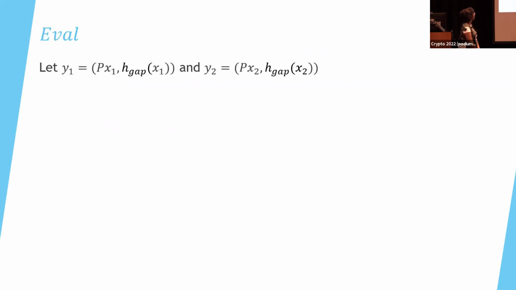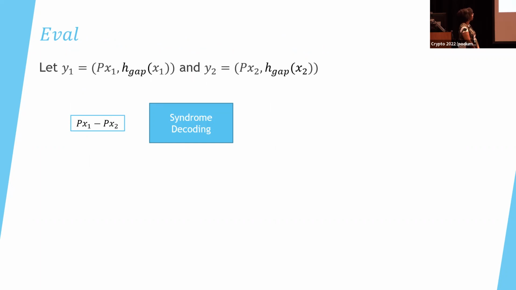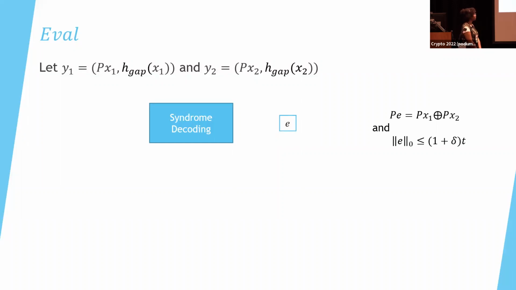In order to evaluate, let Y1 and Y2 be defined as follows. We again compute the difference between those two syndromes, P times X1 minus P times X2. Run syndrome decoding to retrieve a unique error vector E such that P times E is equal to P times X1 minus P times X2, and the Hamming weight of that error vector is less than or equal to (1 plus delta) times t.